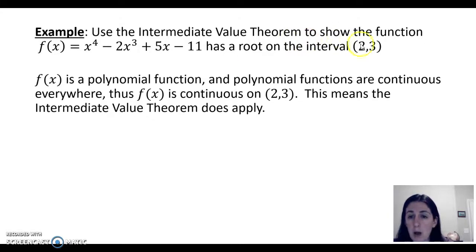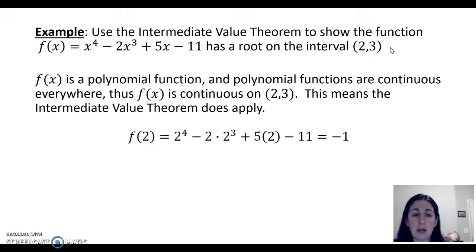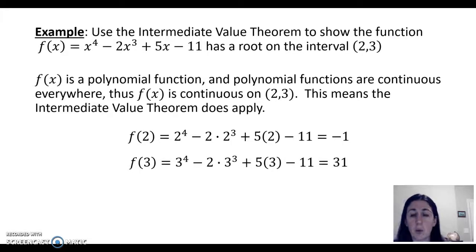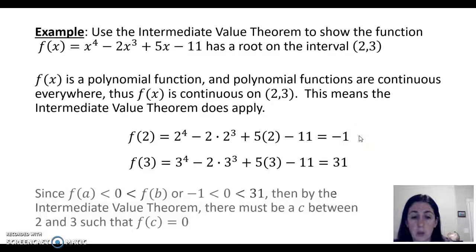So we'll call this a and we'll call this b. Let's find what f of a is, which would be f at 2, which is -1, and what f of b is, which b is 3, which gives me 31. Now notice root, which means your function evaluation is 0, is between -1 and 31. So therefore the intermediate value theorem says there must be a number c between 2 and 3 so that f evaluated at c would give you 0, which lies between -1 and 31. So the intermediate value theorem did work.